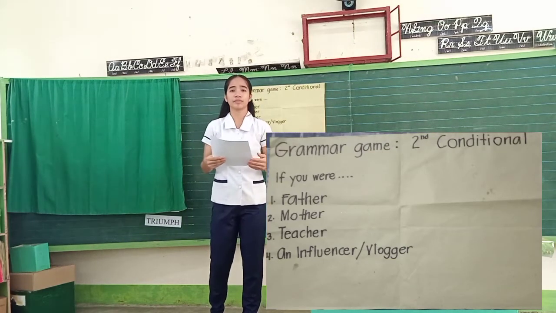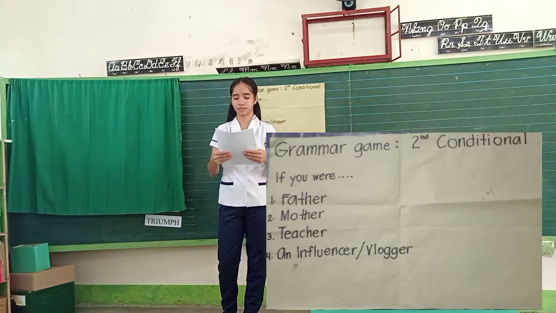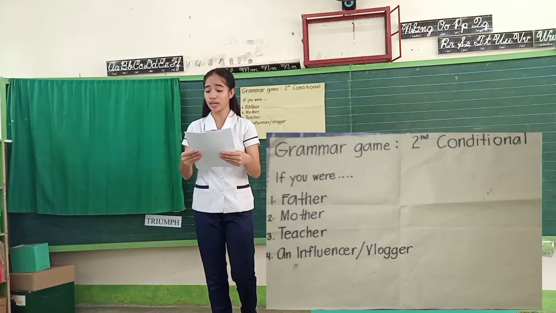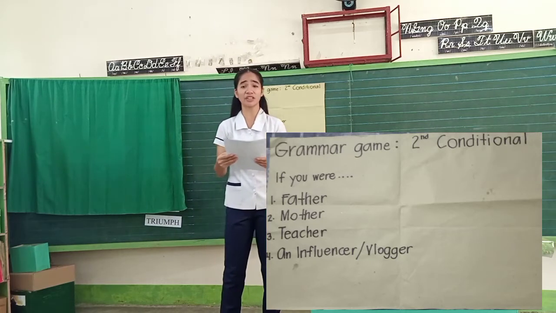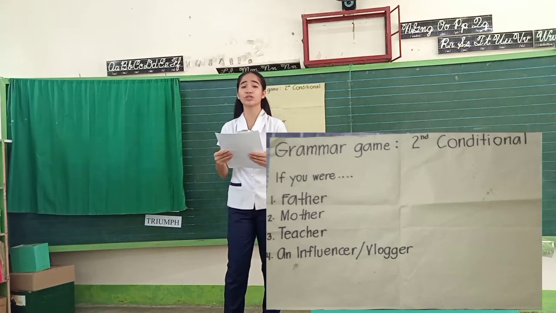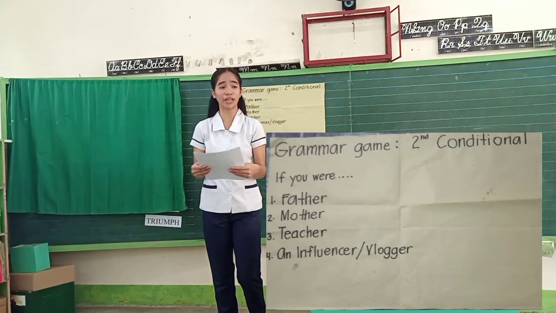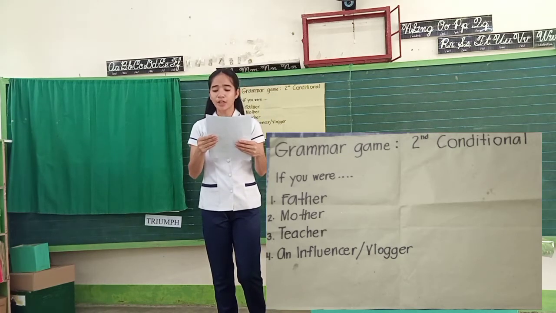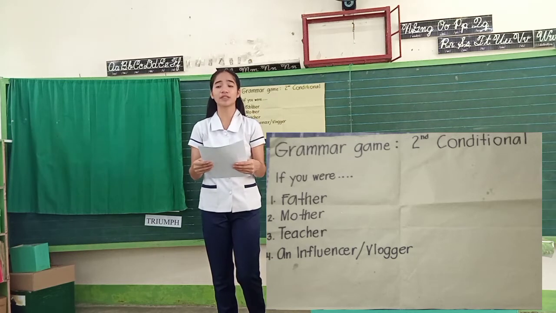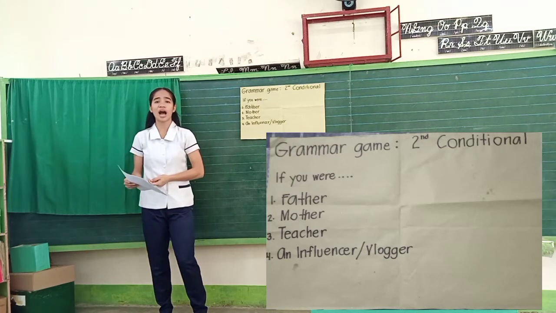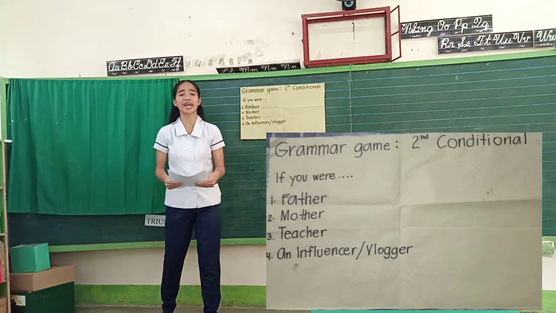So, each group will be given a slip of paper and you have to come up with as many alternatives as you can think of using second conditional. Each alternative will be given a corresponding point and the group to come up with the most number of alternatives wins. Okay, before our game, I will give you the definition of the second conditional.